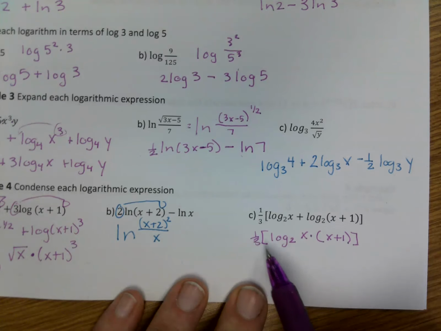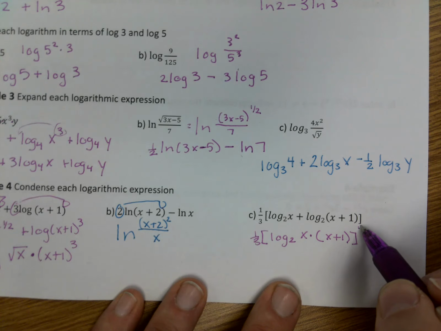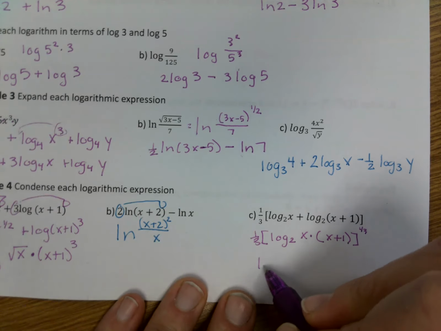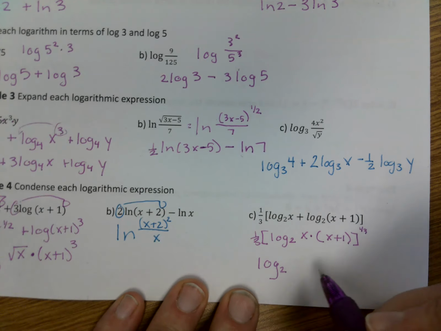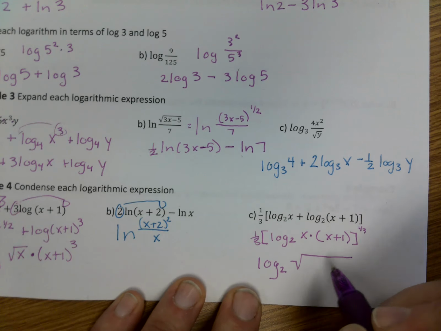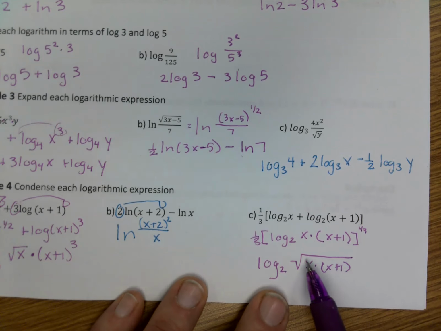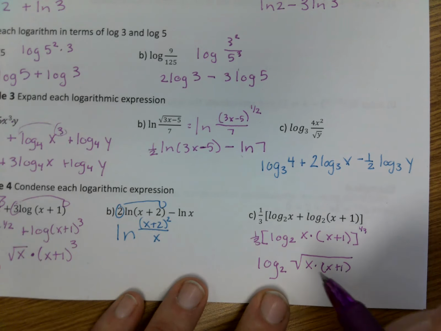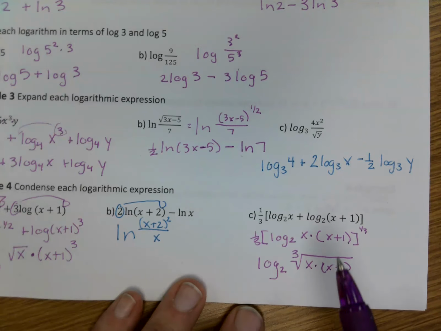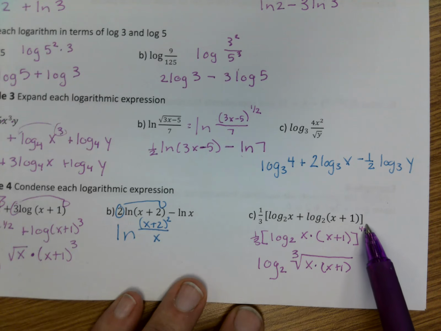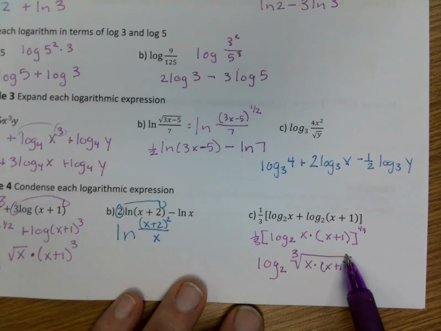And because this 1/3 is a root, I could write it up here, but I'm not going to write a fraction exponent because I have to know that a fraction exponent is a root. So again, I have that x plus 1. So far I have a square root. Because it's a 1/3, though, I need to have this as a cubic root. And this 1/3 becomes a 1/3 exponent, which is actually a cubic root.